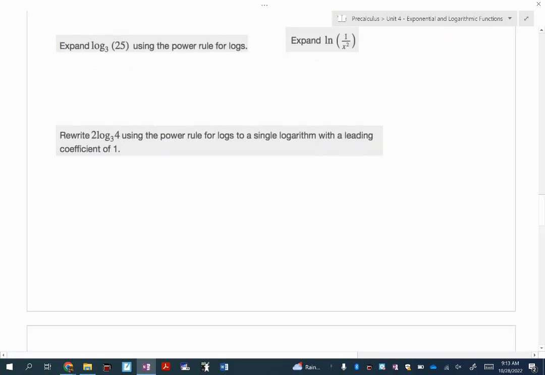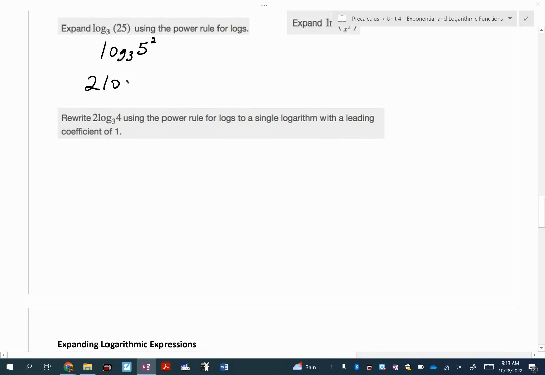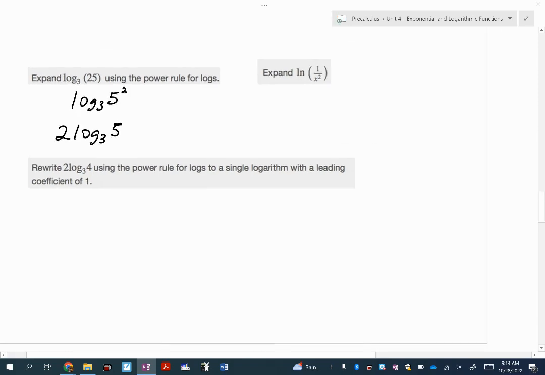It says use the power rule. So I'm going to rewrite this as log base 3 of 5 squared, because 5 squared is 25. Then move that 2 in front to get 2 times the log base 3 of 5. All right, this one is a little interesting. So I have the natural log of, watch how I write this, x to the negative 2nd power, because x to the negative 2nd power is the same as 1 over x squared. Move it to the front now, and you get negative 2 times the natural log of x.